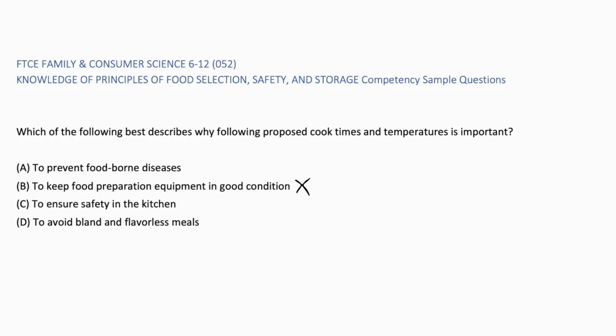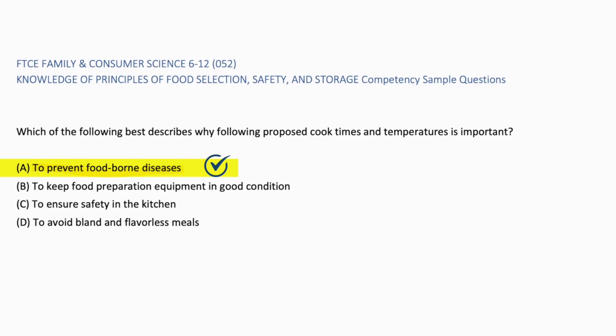B is incorrect. Proper cook times protect people, not equipment. C is incorrect. Kitchen safety matters, but cook times focus on food safety, not preventing slips or cuts. D is incorrect. Flavor is secondary. The main goal is killing harmful bacteria. The correct answer is A. The most important reason for following proposed cook times and temperatures is to prevent potential foodborne illnesses and ensure safe food consumption. Undercooked foods, such as chicken, can carry pathogens like salmonella, which may cause symptoms like diarrhea, fever, chills, and abdominal pains.